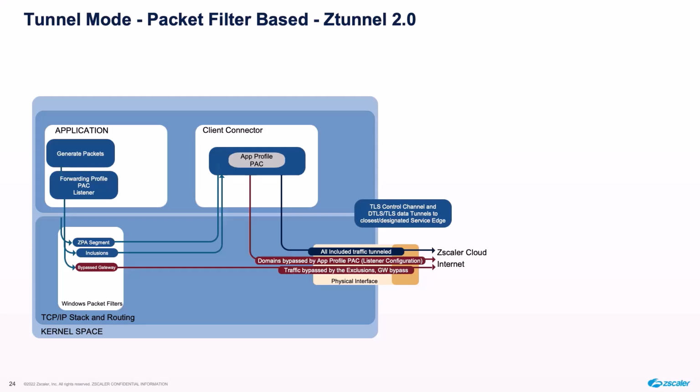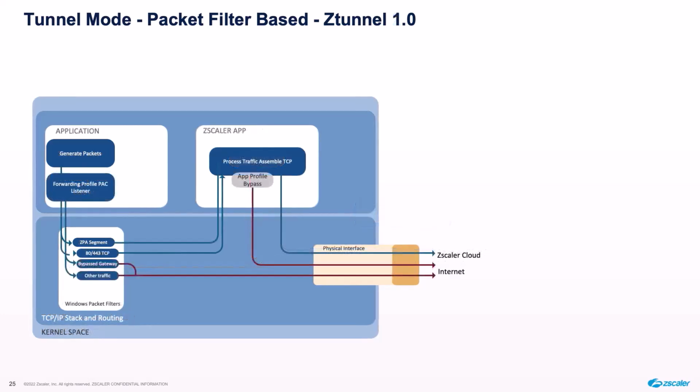It's going to understand something that's a ZPA segment based on how it resolves. So there's going to be exclusions and inclusions. Anything that's included will be sent through to the Client Connector, or the Client Connector will physically intercept traffic. Anything that is bypassed will bypass through the packet filters and directly out to the internet.